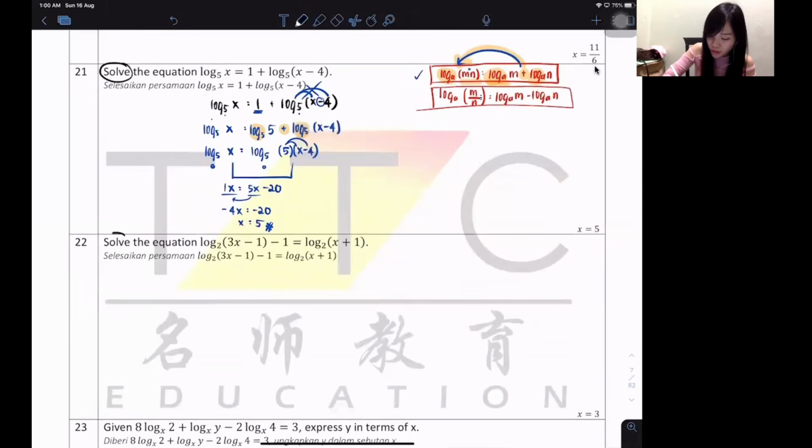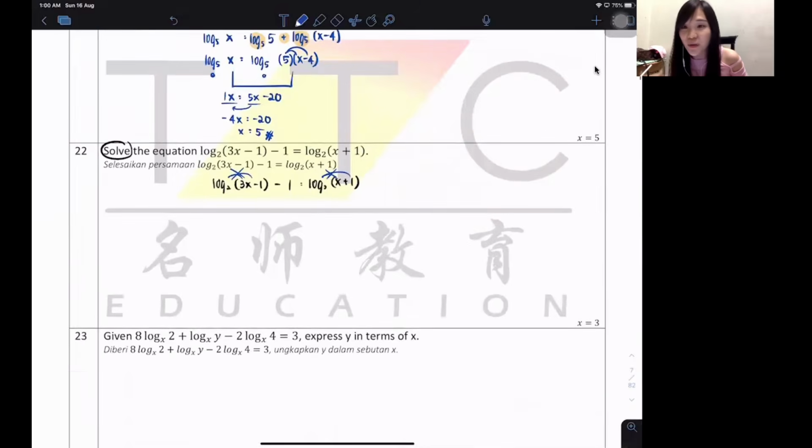Let's continue. Question 22. Solve the equation. So I repeat again. Is this indices or log? Log. Very good. Will you open bracket? No. Please control yourself. Don't open bracket, okay? So forever start from what? Same base. What's the base now? 2. This one 2, this one 2. Who doesn't have 2?